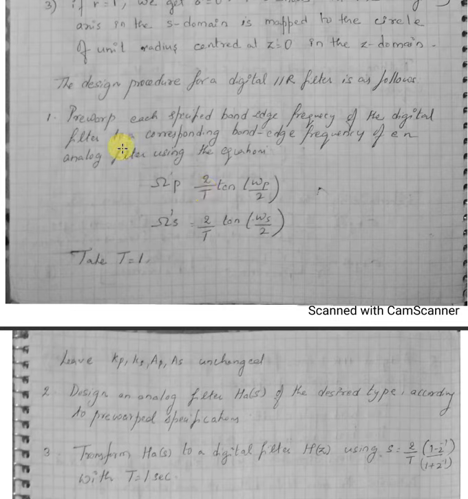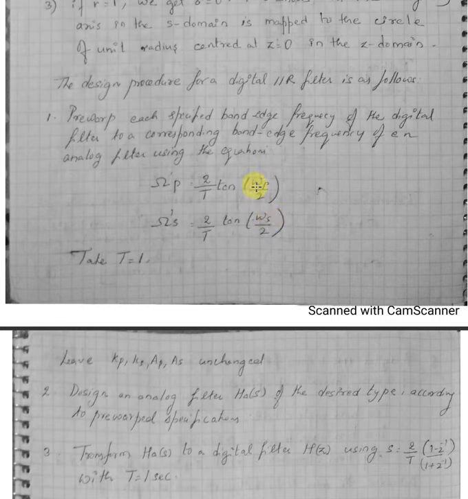Design an analog filter, that is H of s, of the desired type according to the pre-warped specification. That is, with respect to omega p and omega s, Ap and As given, you go for designing an analog filter as you had been doing so far. Clear? And get the transfer function HA of s. Then, after finding the analog filter transfer function, you convert that into the digital filter transfer function, that is H of z, by substituting s by 2 by T, 1 minus z inverse by 1 plus z inverse, considering T as 1 second.